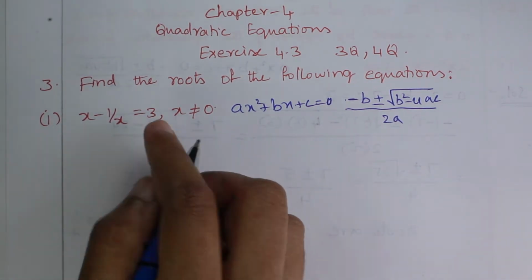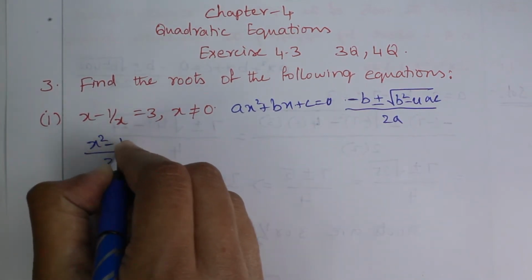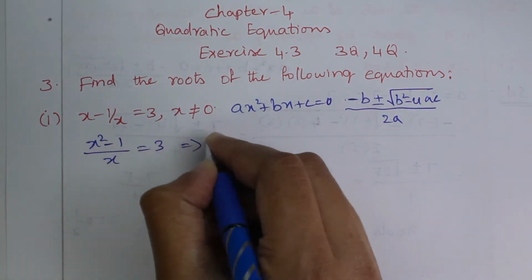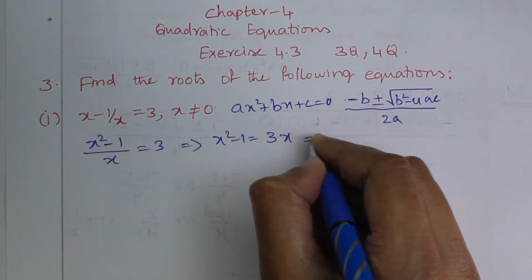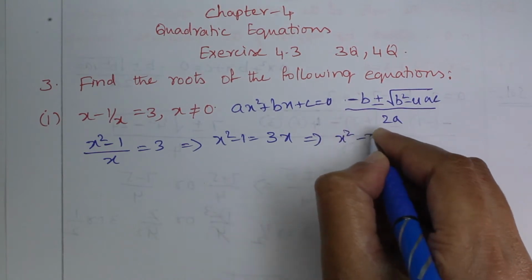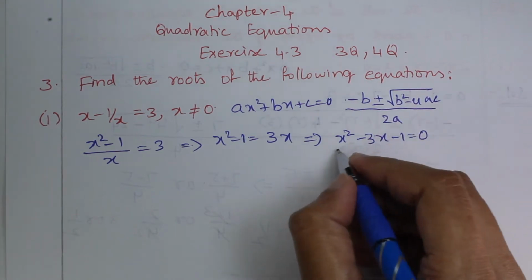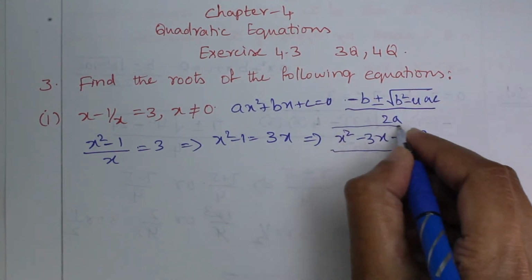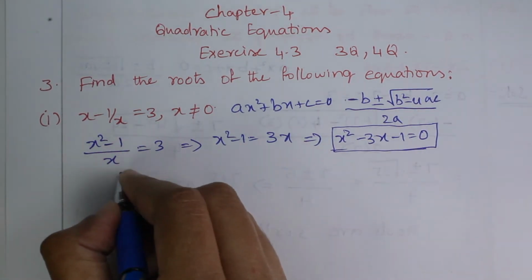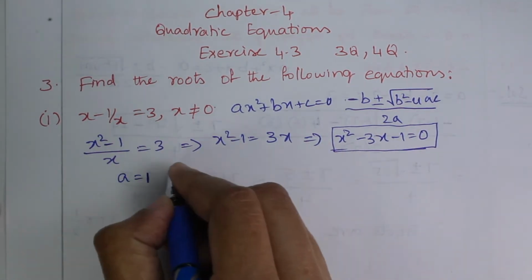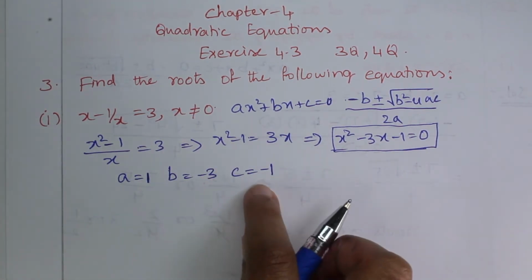x minus 1 by x is equal to 3. So if I take LCM, x square minus 1 is equal to 3x. That implies x square minus 3x minus 1 is equal to 0. So now it is in the form of ax square plus bx plus c. So here a is equal to 1, b is equal to minus 3 and c is equal to minus 1. Now let's substitute these values in this formula.